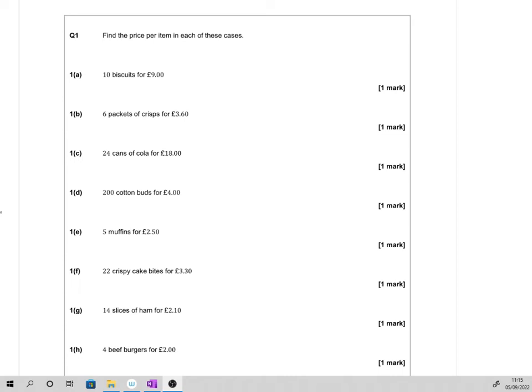Right, this one, if I can write there, is called Best Buys. This is quite a long one as well. Find the price of each item in these cases. 10 biscuits for £9. So we're going to do £9 divided by 10, which is 90p. 6 packets of crisps for £3.60, so we want 360 divided by 6, which equals 60p.